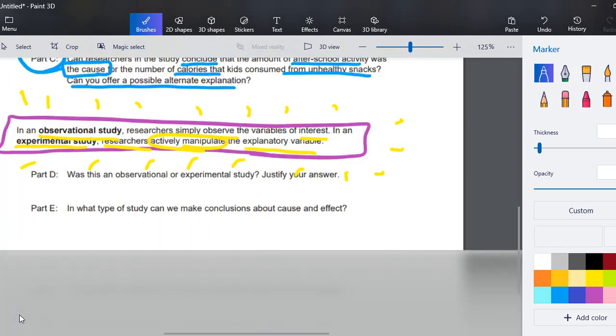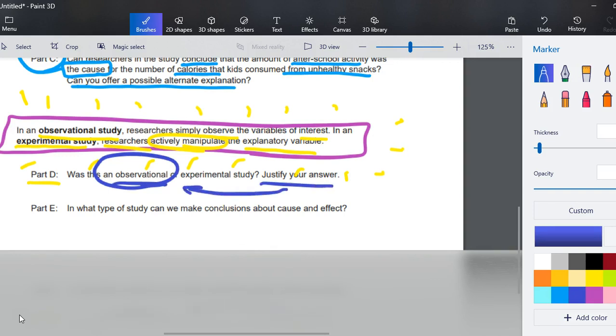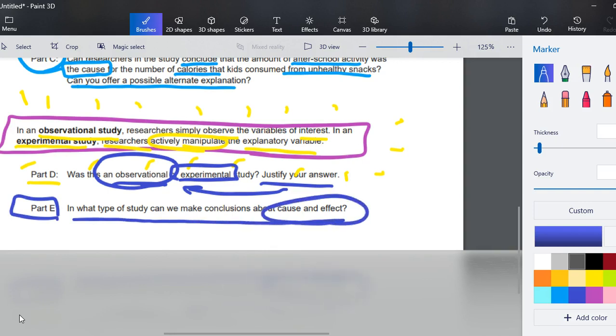So part D is asking, was this an observational or an experimental? And as we noted, the survey is meaning it's observational. Justify your answer. It was a survey. Nothing was manipulated to cause or have or be or define as an experimental study. Part E, in what type of study can we make conclusions about cause and effect? And that would be right here. Experimental is the one where we get to say cause and effect with some other caveats on making sure that we have our ducks in order, if you will, on the study.